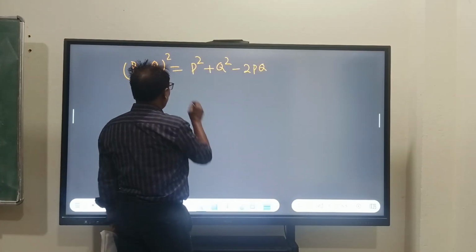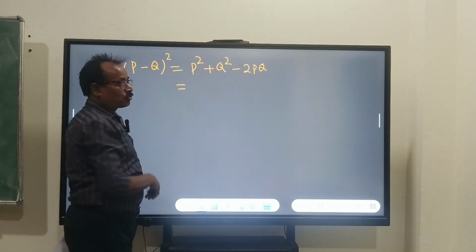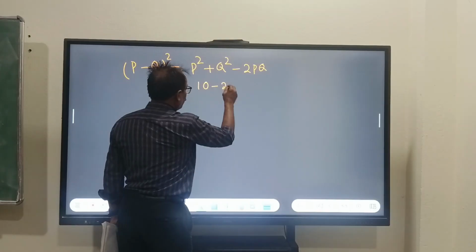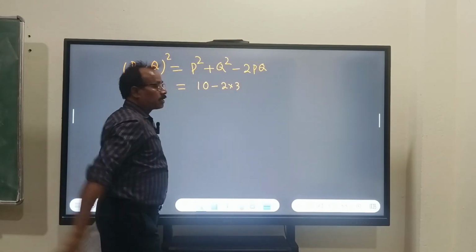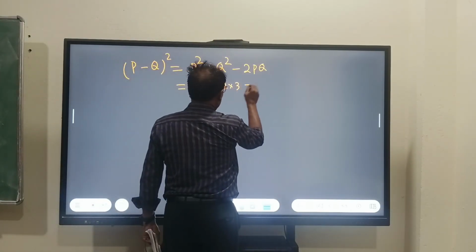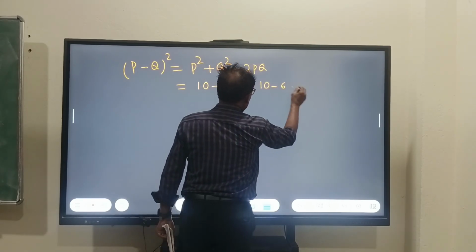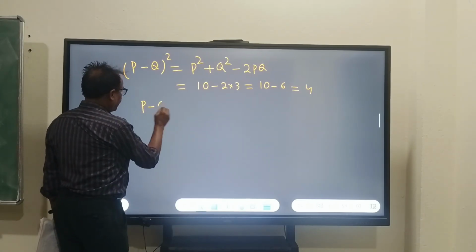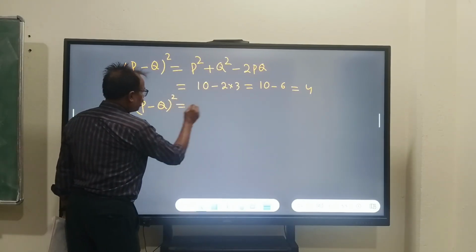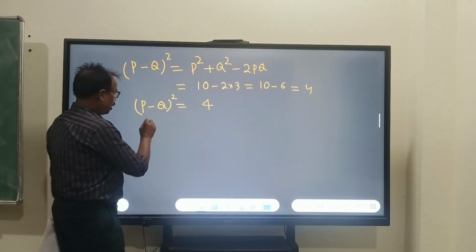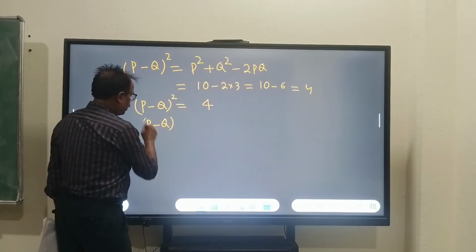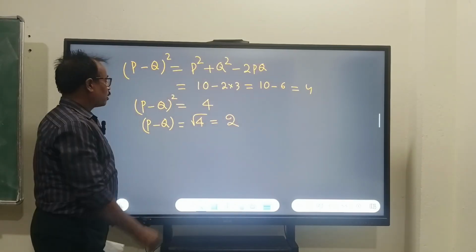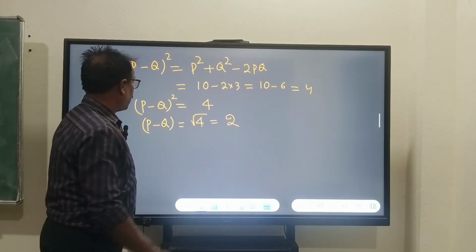Then putting the values, we have p square plus q square is equal to 10 minus 2 into 3, because pq is equal to 3. This equation becomes 10 minus 6 is equal to 4. Therefore, (p minus q) square is equal to 4. p minus q is equal to root over 4, which is equal to 2.